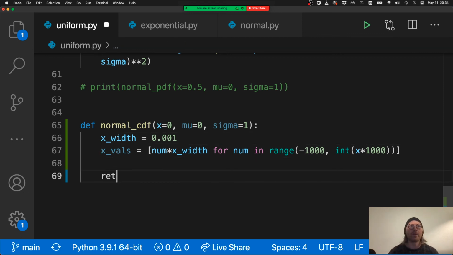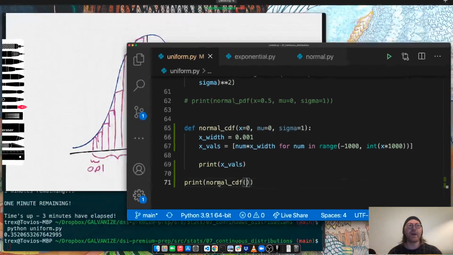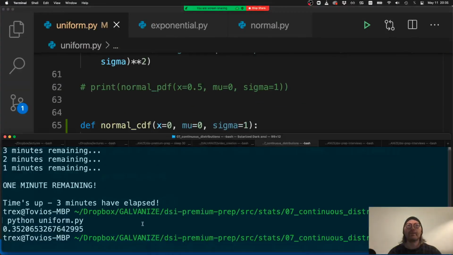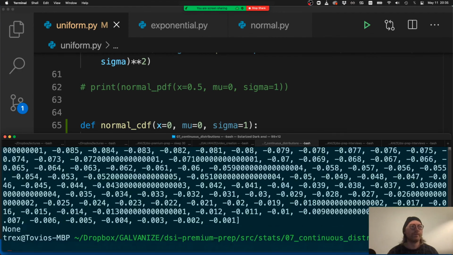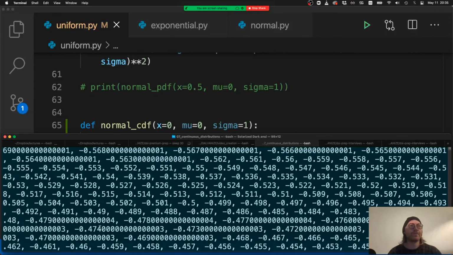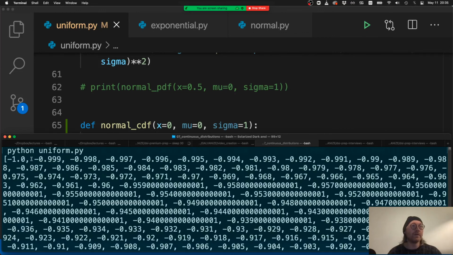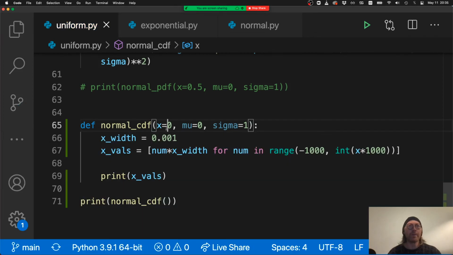So let's just print these x vals to take a look at what this might look like. So I'll just use the default values here. X is 0, mu is 0, sigma of 1. And let's find out what those look like. Okay? So this is what we're seeing. We're starting at negative 1, negative 0.9999, 0.9998, 0.9997, 0.9996, and so on.